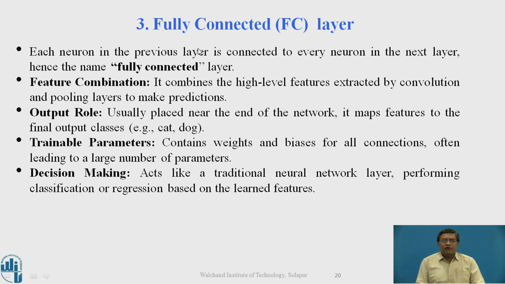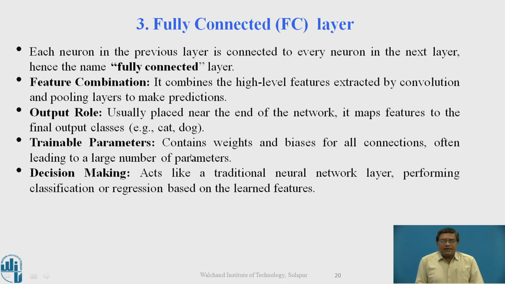Now the next layer of the CNN is the fully connected layer. It is called fully connected because each neuron in the previous layer is connected to every neuron in the next layer. It is used for combining the features to represent the high level features extracted by the convolutional and pooling layers to make the final prediction. Its role is to produce the output. It is placed at the end of the network, mapping the features to the final output classes, for example cat, dog, etc. for animal images.